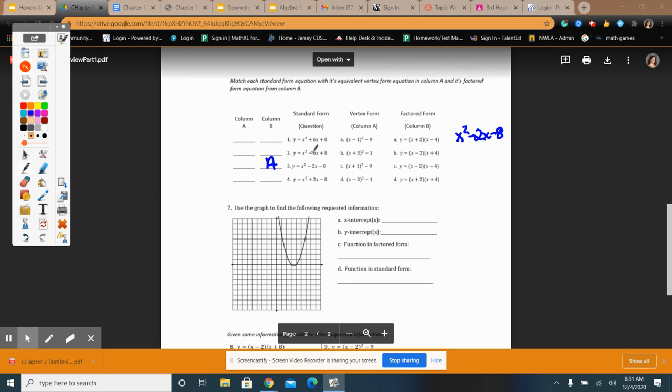Okay, or you could factor. Go ahead and factor this. You make your list for 8. You're looking for a positive 6, 1 and 8, 2 and 4. There it is. I need a positive 2 and a positive 4. So that's D if I factor it.